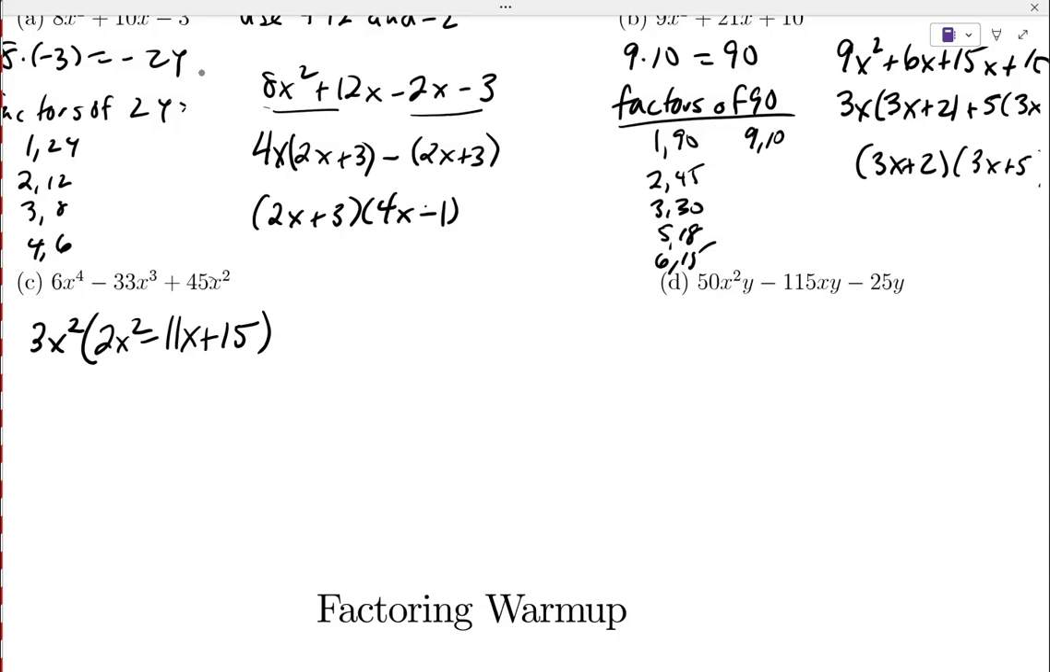Now again, what do we do next? Yeah, we do the 15 times the 2, right? We pulled out the GCF. We want to use the AC method on this part that's left. 15 times 2 is 30. So we need factors of 30.